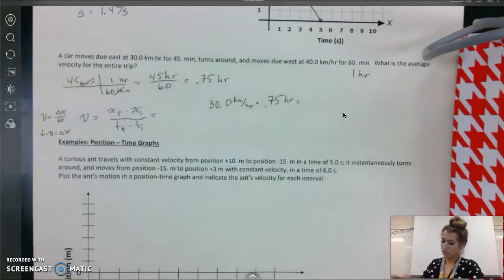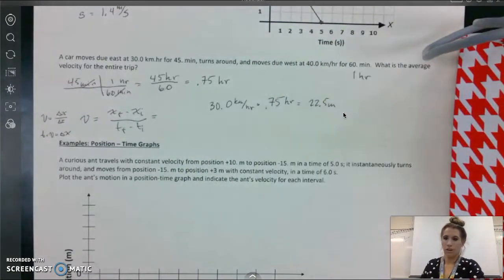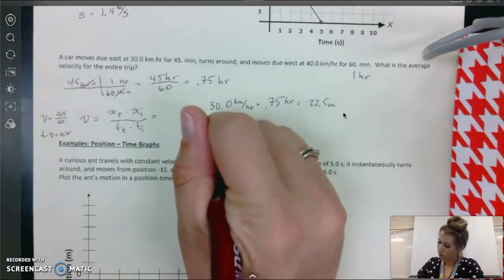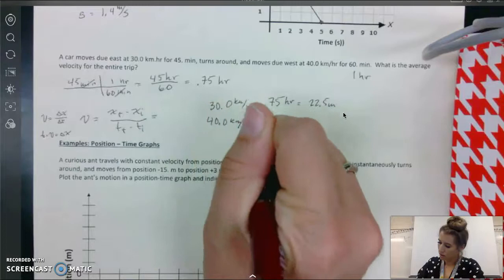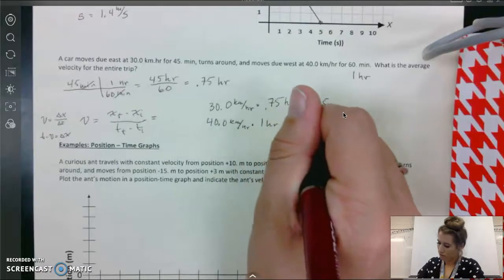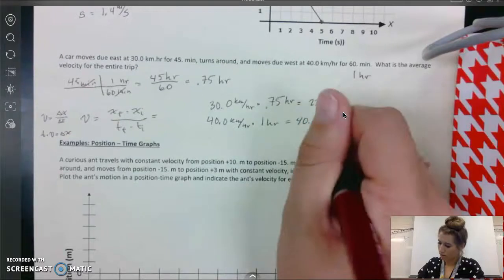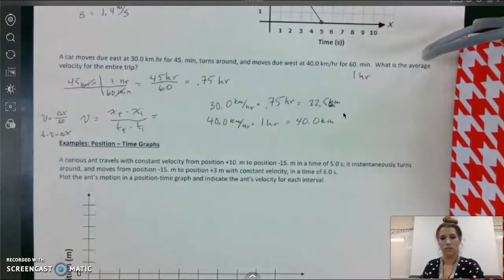Okay, and so when I do that, I get 22.5 meters. Okay, and then if I take my 40 kilometers an hour and I multiply that by 1 hour, well, then that'll be 40. I said meters, this should be kilometers because that's my distance unit there. Okay, so now that I know my distance, let's draw a picture to see what's happening here.